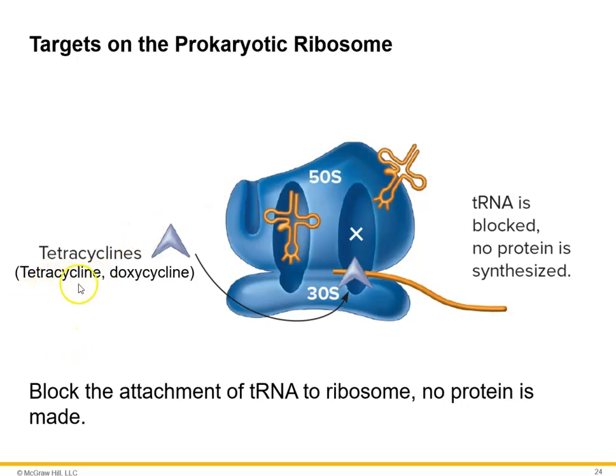Tetracyclines, such as tetracycline and doxycycline, block tRNA attachment, and so no protein is made. Remember that the tRNA molecules carry the amino acids, and those amino acids get put together via a peptide bond, and that's what builds the protein molecule. The protein molecule is just a bunch of amino acids connected to one another via peptide bonds.